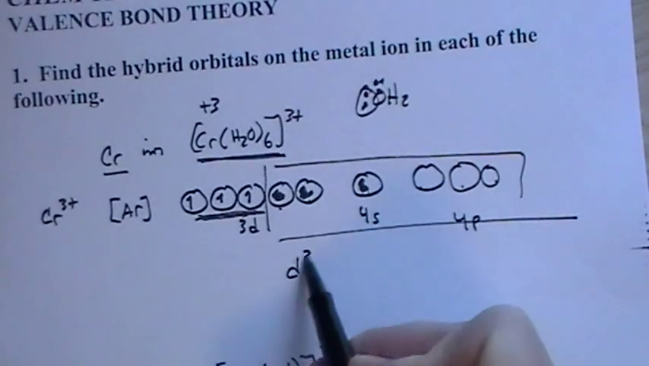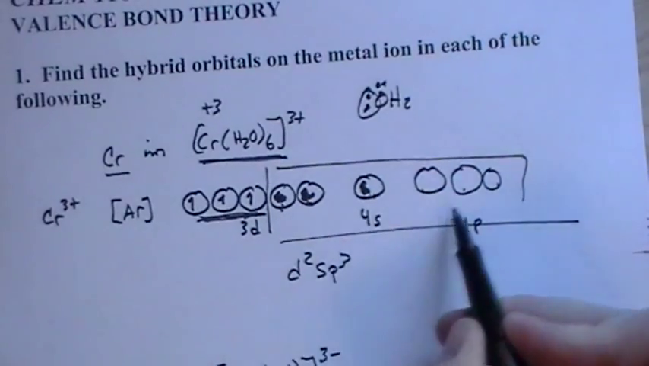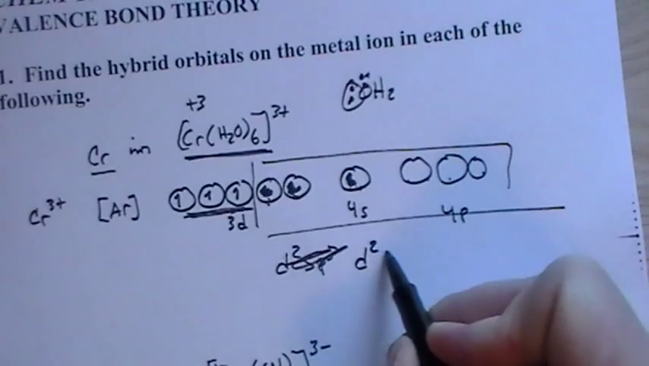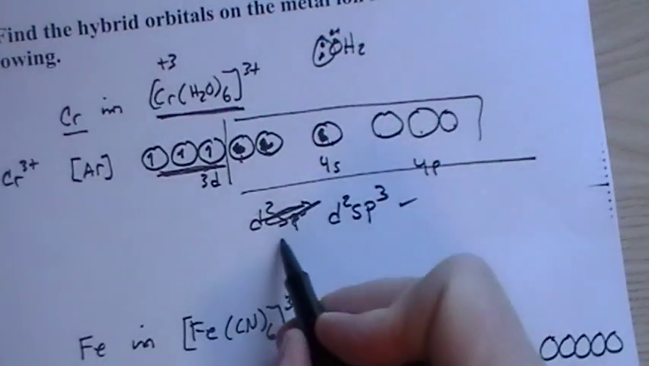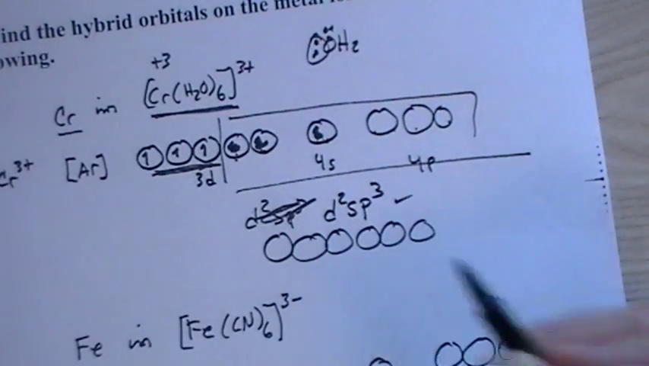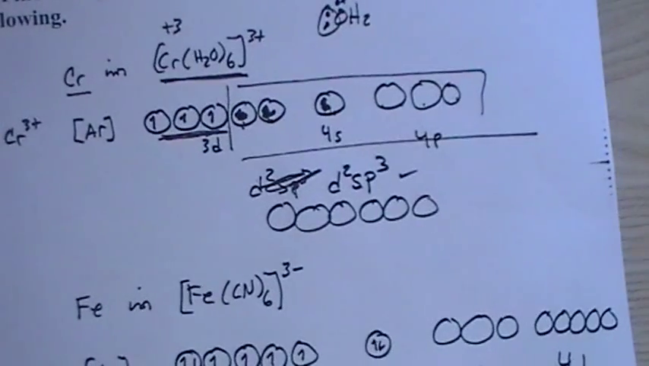So this would be d2sp3, because we're going in order. There's 2 d's, 1 s, 3 p's. Let me rewrite that. So d2sp3. Those are the hybrid orbitals. Now when they hybridize, they turn into 6 that are exactly the same kind of shape, though they go off in 6 different directions, and this is the hybrid. Or the hybridization is d2sp3.